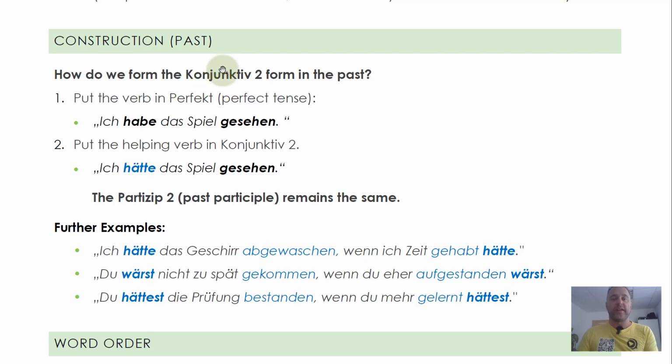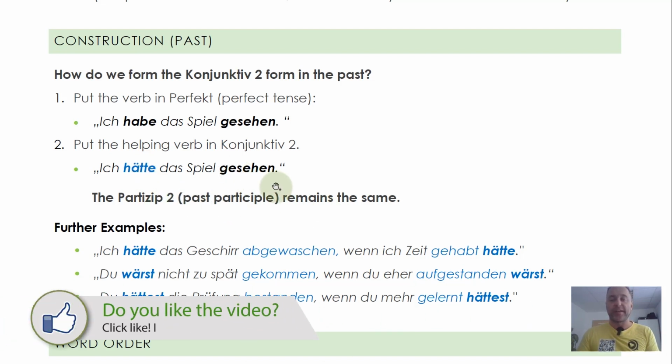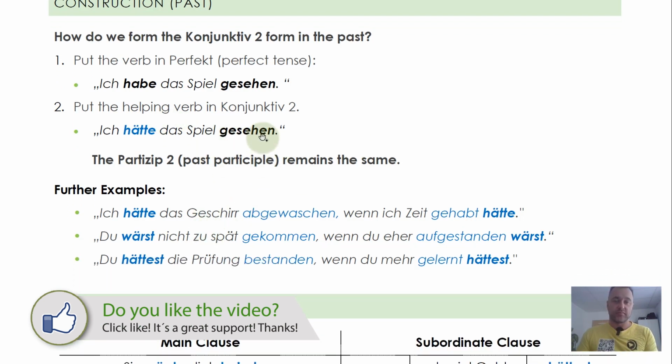So here we take the Konjunktiv 2 and put it into perfect tense. So for example, ich habe das Spiel gesehen. I have watched the game. I've seen the game. And the helping word goes Konjunktiv 2. Ich hätte das Spiel gesehen. I would have seen the game. So simply the auxiliary helping verb goes Konjunktiv 2, and that's it. The Partizip 2, past participle, remains the same. No change to this.